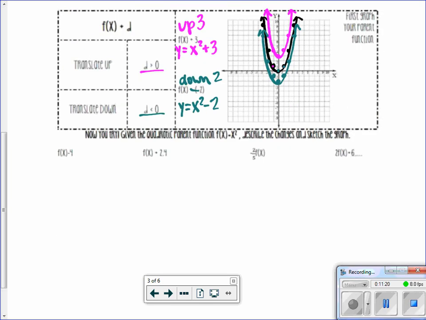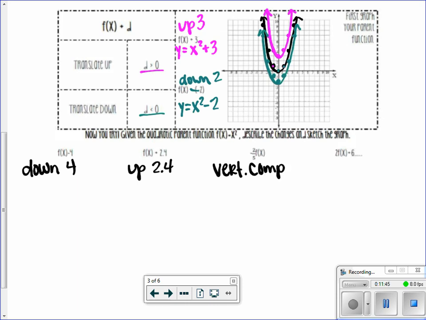Looking at just, if I'm giving you that function notation, the things that happen to it. On that first one, what's happening? Down 4. What about the next one? Up 2 4/10. What about the next one? That's a vertical compression, and something else, and a reflection. And a vertical reflection.